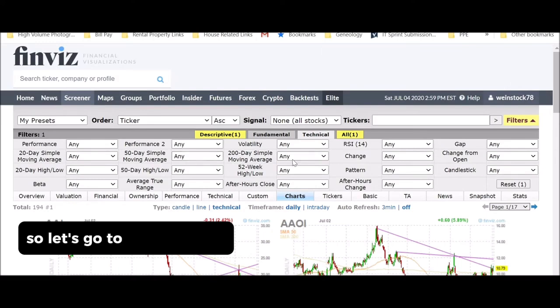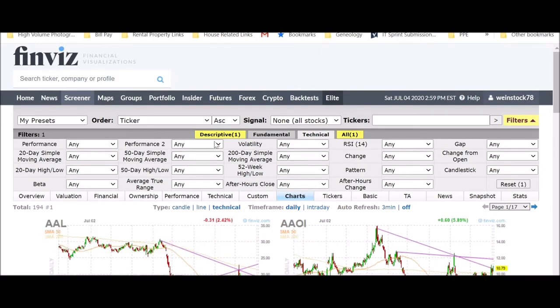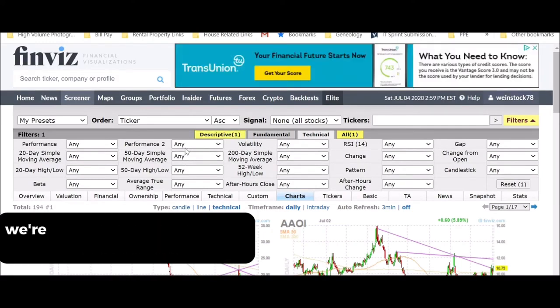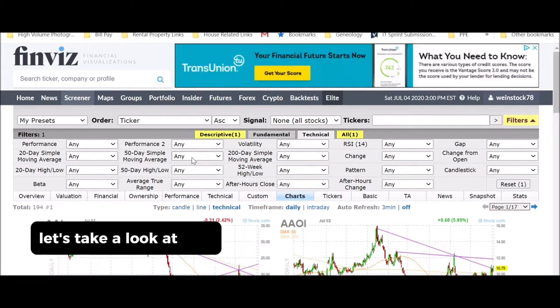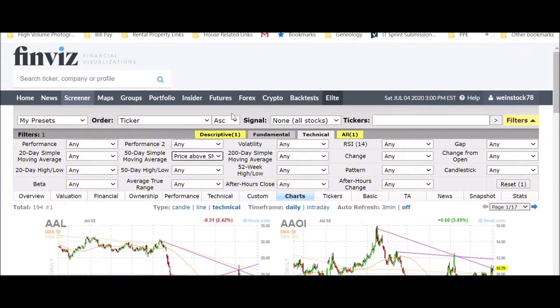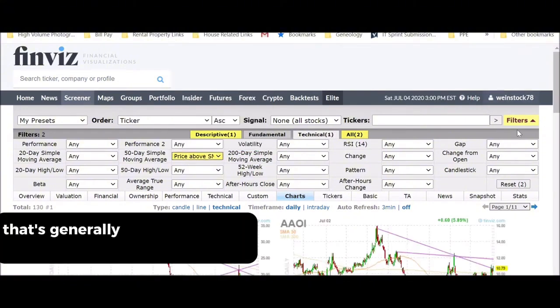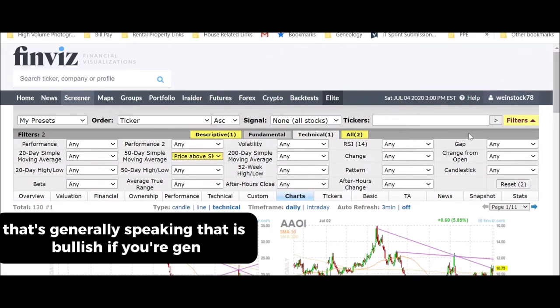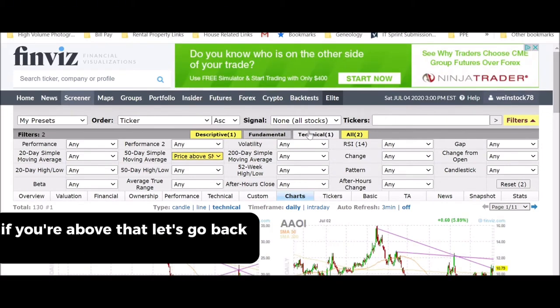So let's go to technical tab. We have the descriptive tab selected. We're going to have to go back to that too. The 50-day simple moving average. Let's take a look at that. Let's just say price is above. Generally speaking, that is bullish, if you're above that. Let's go back to descriptive.